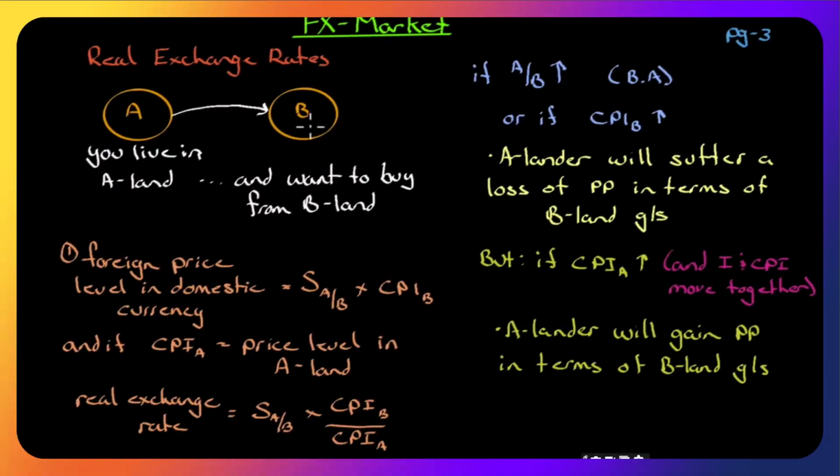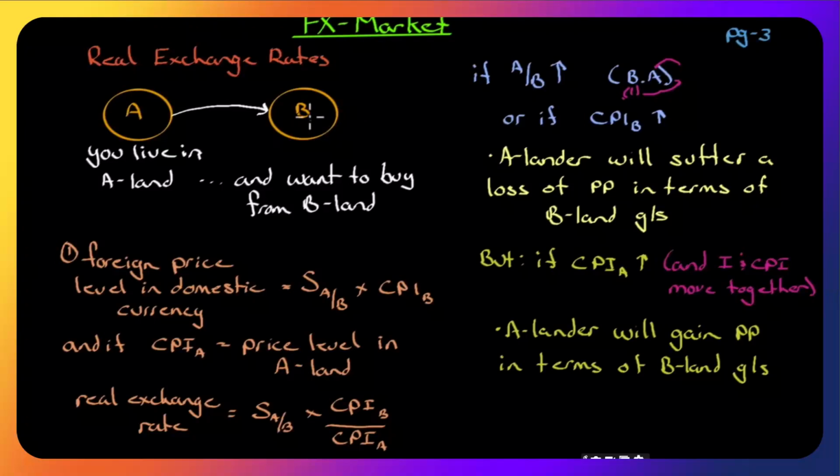Well, there are two things that would make buying from B land more or less expensive. If the exchange rate between A and B went up, in other words, there's our base currency, there's A. So we read it this way: $1 buys so much of A. So if the exchange rate went up, you would need more of A to get 1B. That would make it more expensive in A land to buy B land dollars.